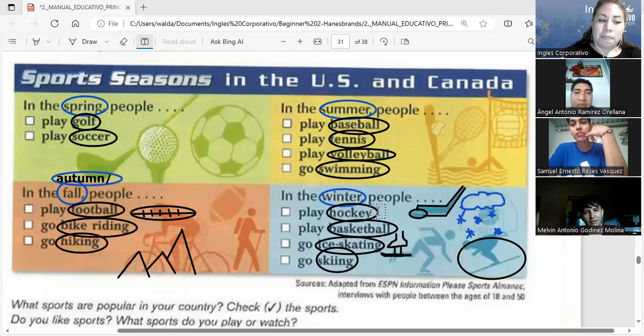Hockey. Basketball. Ice skating. Skating. Skiing. Very good. All right.